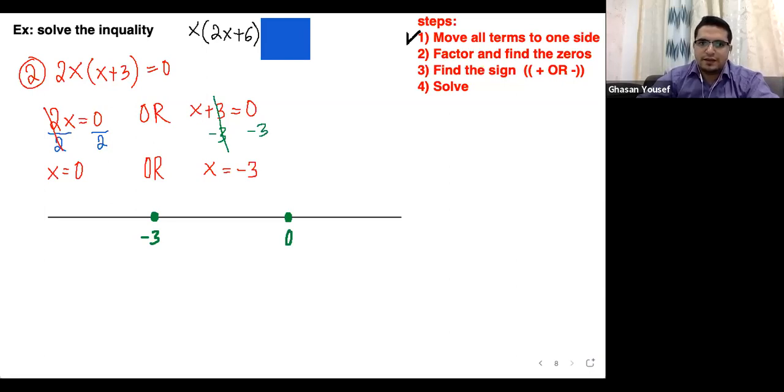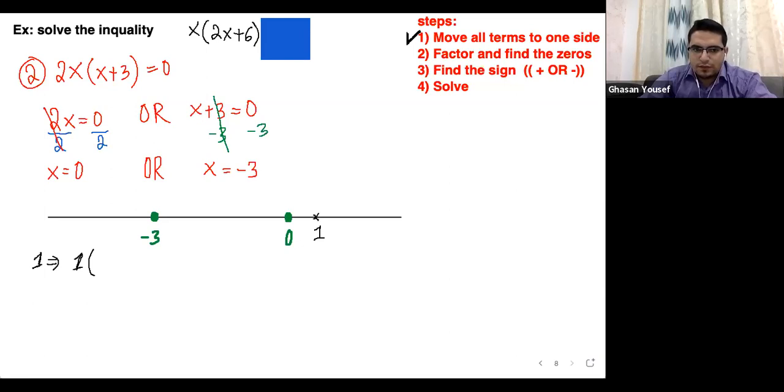Now pick any number greater than 0. 1. Natasha said 1. Okay, plug it inside this equation, and you have to hide the inequality. What is the sign for 1? Plug it inside this equation. Go ahead, Natasha. Or inside this one, whatever you need, both of them are correct.